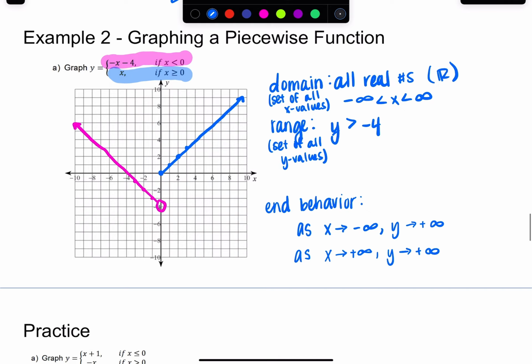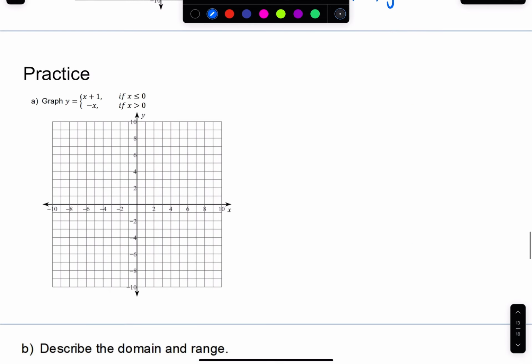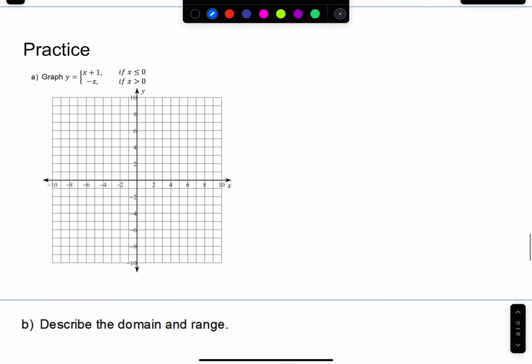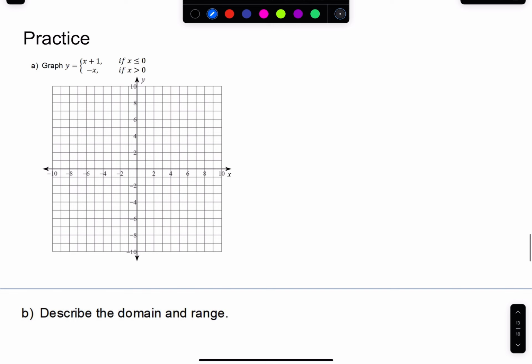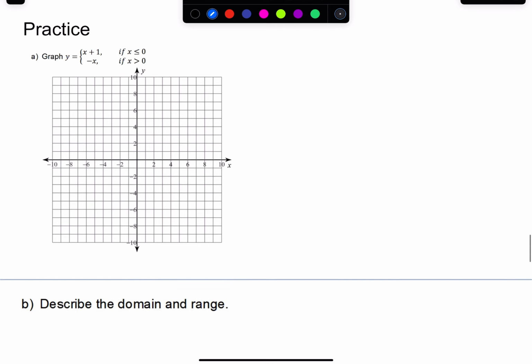Okay, now pause for 3 minutes and work on the practice problem. Okay, so you should have paused and worked on your practice problem. We're going to check it together. So, first equation, x plus 1, that's a y-intercept of 1, slope of positive 1.